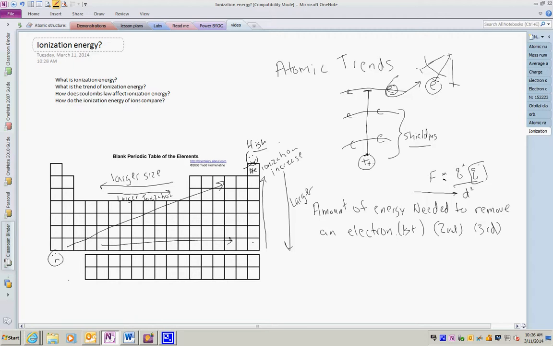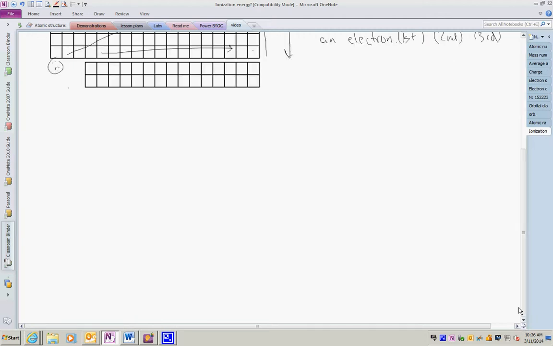So we've already talked about what ionization energy is, the trend of ionization energy, and Hess's law effect, definitely talked about that. How is ionization energy compared to ions? Okay, so in this sense, we have an atom.